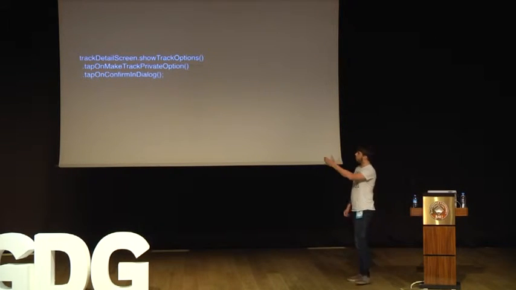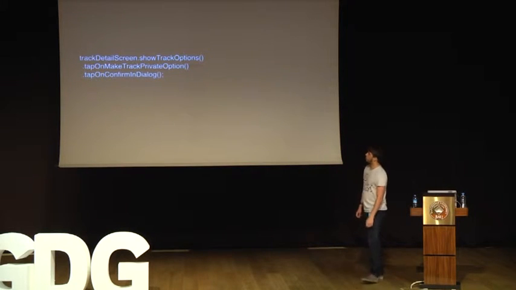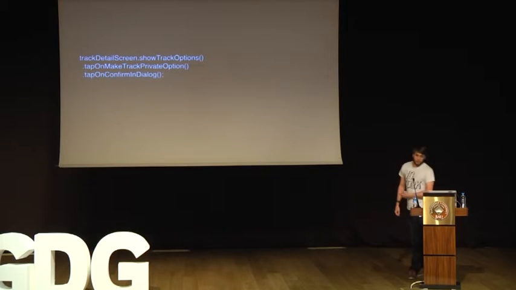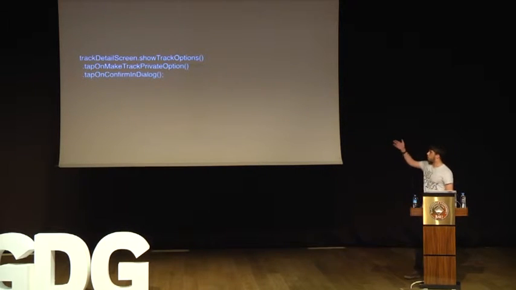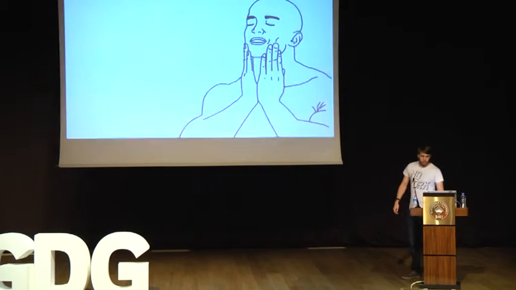Using the page object pattern that we just saw, it's reduced to these three beautiful lines. You get an instance of the track detail screen. You tap on showing the track options, then you tap on the option making the track private, and then just tap on confirm. When you have this kind of test in the test class, you can understand what's happening in literally five seconds, and you're like, finally.